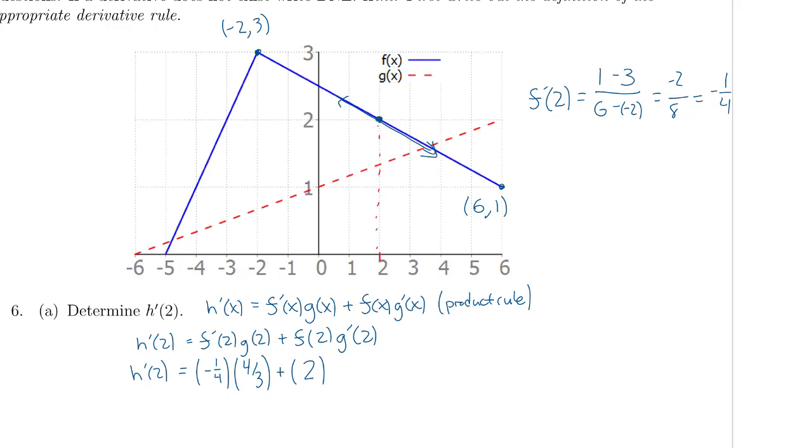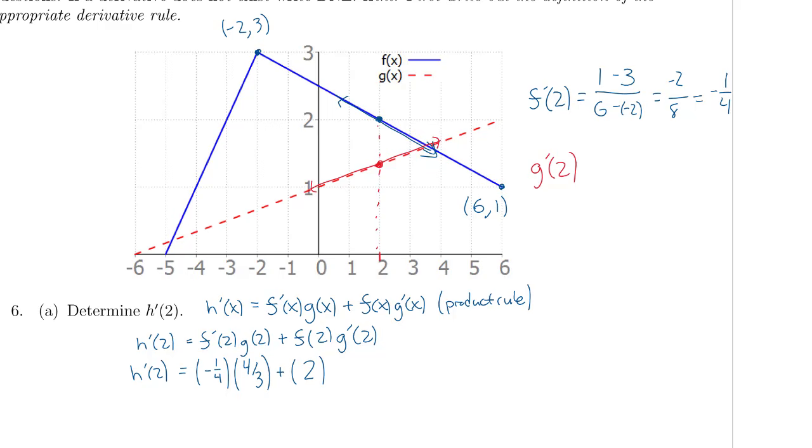Similarly for g prime of 2, we see that that function's linear, and so again, if we draw that tangent line, it's just going to sit right on the function, and that's just another way of saying that the instantaneous rate of change of any linear function is constant, and it's the slope of that linear function.